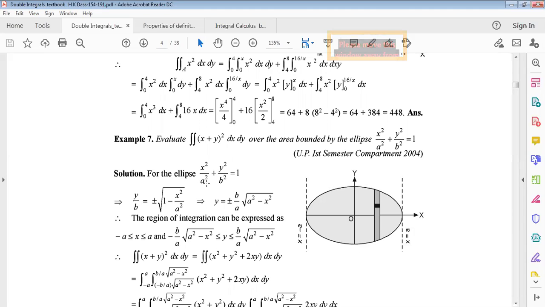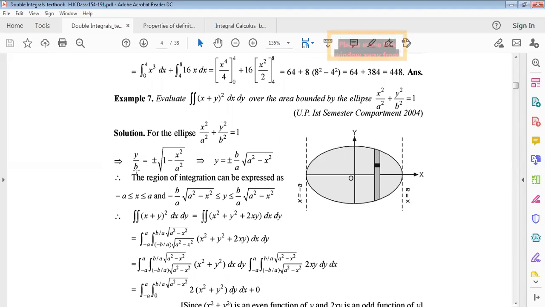Now for the given ellipse, x square by a square plus y square by b square equals 1. From this we can write y equals plus minus b by a square root of a square minus x square. That means the region of integration can be expressed: x lies between minus a to plus a. Range of x is minus a to plus a, and y also from minus this to plus this. Understand? How many y values? 2 values, one positive and the other negative. So y will lie between minus this and plus this.